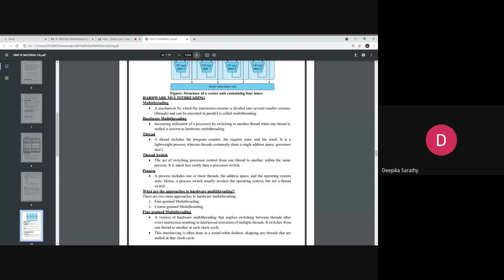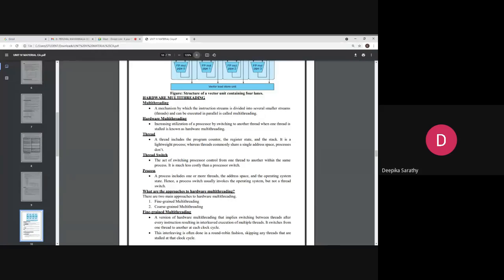Next, a thread is nothing but this will include a program counter, or it can be a stack or a register. Normally the threads will be sharing the same address location, but the data present in it alone will keep on changing. That is, the processor does not change, only the data present in it will keep on changing. Okay. Next, what is a thread switch? If one thread is completed, I have to switch to the second thread to get completed. That is called thread switch.